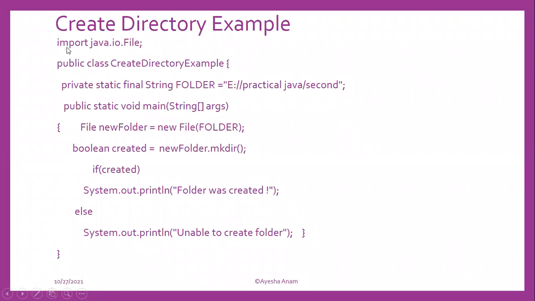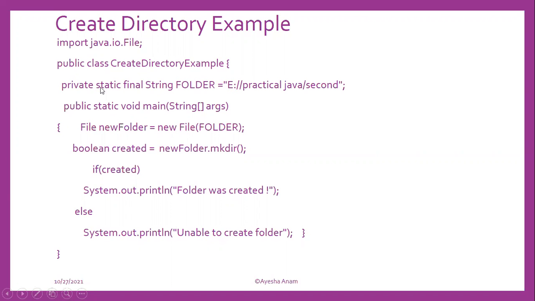So the first important line is importing the Java IO File class. You have to import the package java.io, and you have to use the File class. Then the first statement, the creation of the class: public class CreateDirectoryExample. The name of the class is CreateDirectoryExample, and you have to use the path where you want to create the directory. That path can be stored in a string.